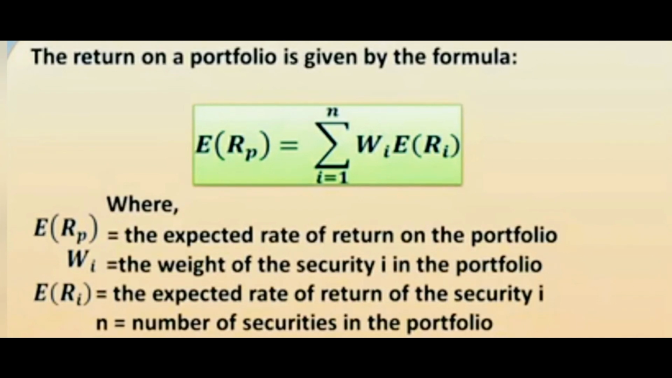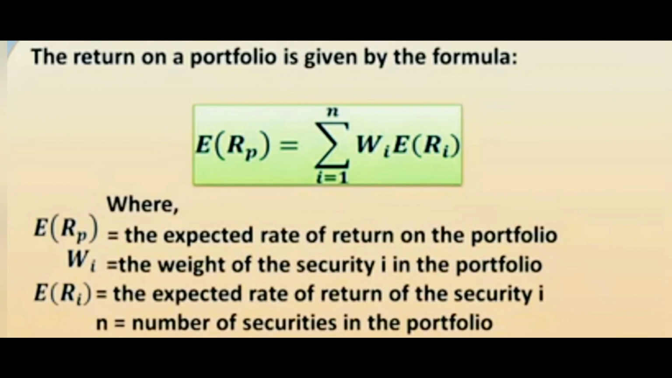Portfolio return. We are using this formula to calculate portfolio return. ERP, or expected rate of return on the portfolio, is equal to sigma Wi ERi, where i is equal to 1 till N. Here Wi is the weight of security i in the portfolio, ERi is the expected rate of return on a particular security, and N is the number of securities in the portfolio.